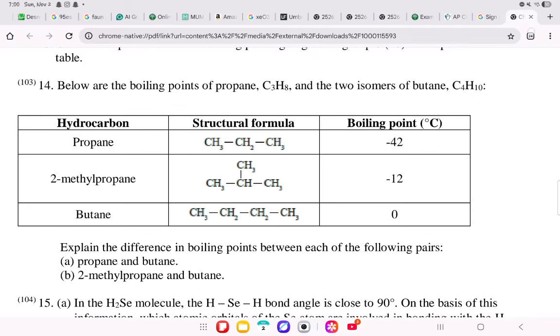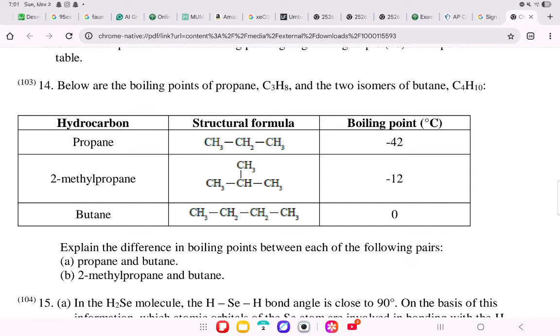Butane has a higher boiling point than propane. First of all, we see that they are both organic compounds, only consisting of carbon and hydrogen. Due to this, we directly state that they are nonpolar. Actually, all of them are nonpolar. So if they are nonpolar, what's the only force that's going to be acting on them? The only force acting on them is the London dispersion force, which is what?